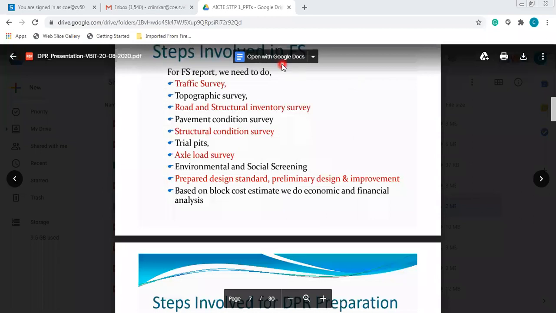whatever the part which we have discussed today, have you understood it? Is there any doubt in that particular part? Please let me know.